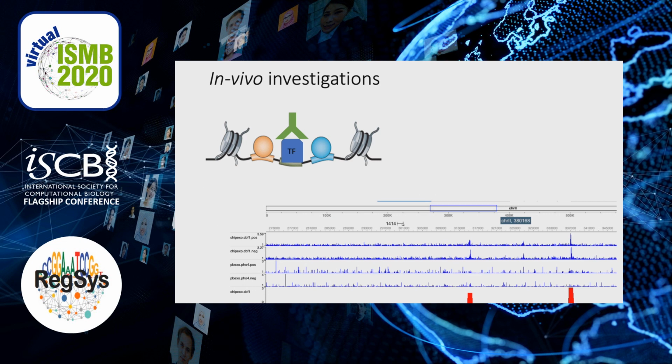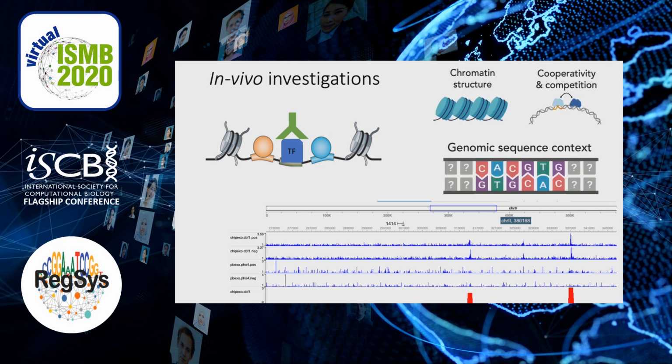ChIP-seq and ChIP-exo experiments have been used to quantify where transcription factors are bound in vivo, with all the complexity that comes with being in a cell. For example, cooperation and competition between transcription factors, chromatin accessibility, etc. At the same time, much research has been done to study protein-DNA interactions in vitro.